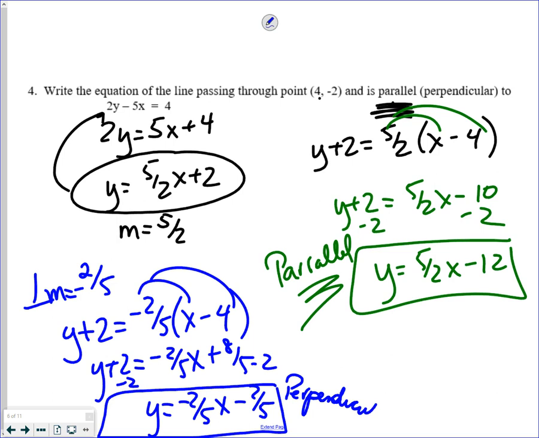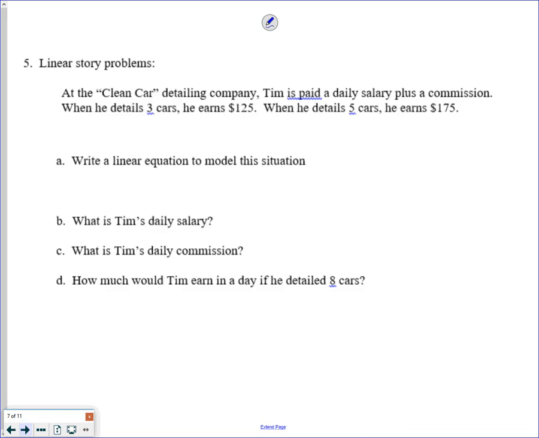On your test, they won't ask you both on the same question, but they will ask you both on the test. So you'll need to know how to do something parallel, and you'll need to know how to do something perpendicular. Next, you need to be able to do something in which you are given 2 points.